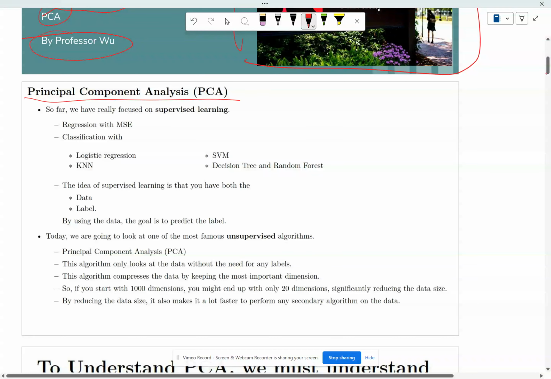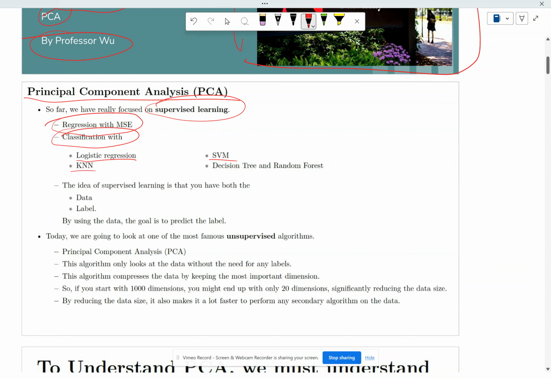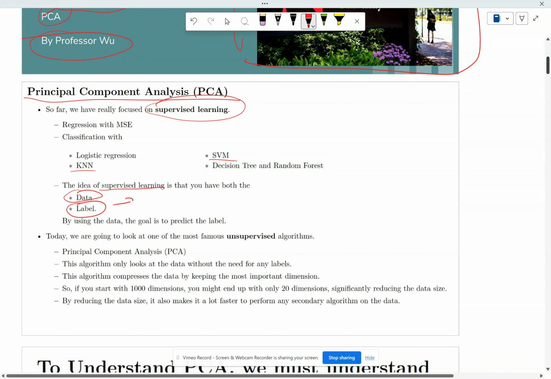So far we've really focused on supervised learning, which we started off with learning regression with the mean square error. Then we learned a bunch of classification algorithms, such as logistic regression, k-nearest neighbor, SVM, decision tree. Those are the ones that we have done so far. The idea of supervised learning is essentially that you have some kind of data, and you have some kind of label. And very often we're trying to find a function such that you can input the data and output the label, right? If you learn this function, then it works pretty well.